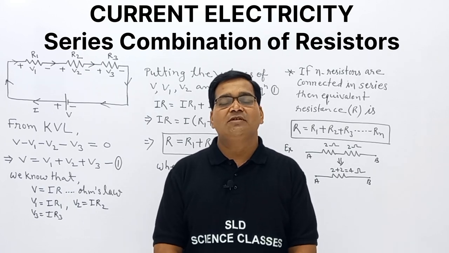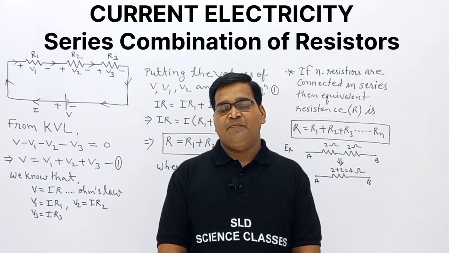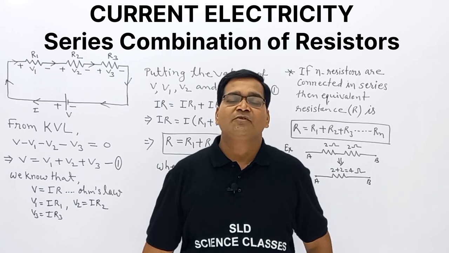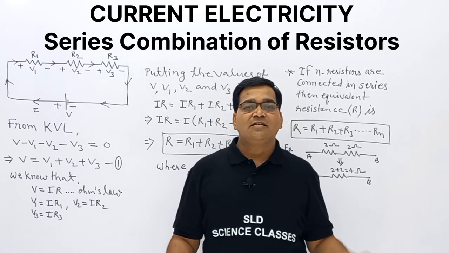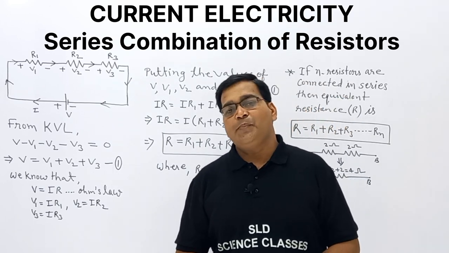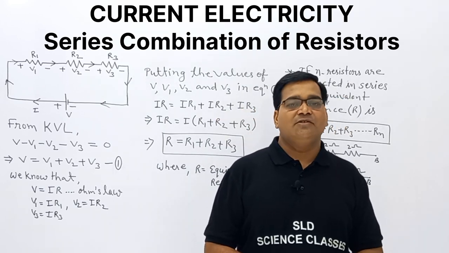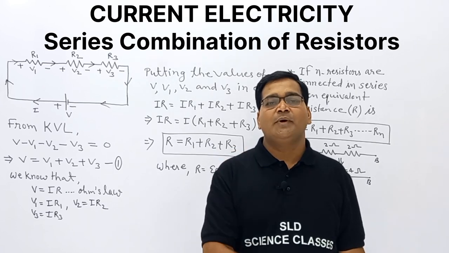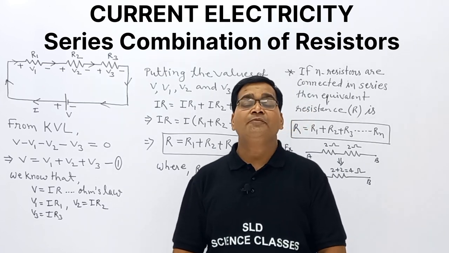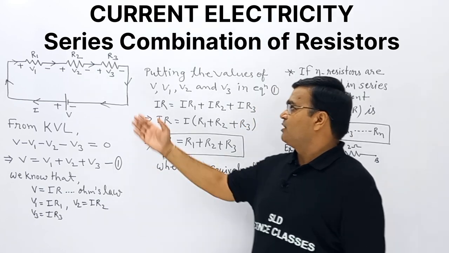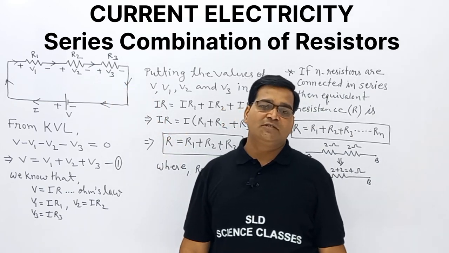Combinations of resistors are of two types. The first one is the series combination of resistors, and the second one is the parallel combination of resistors. In this class, we will discuss the first one, the series combination of resistors. So, this is the series circuit for the resistors.